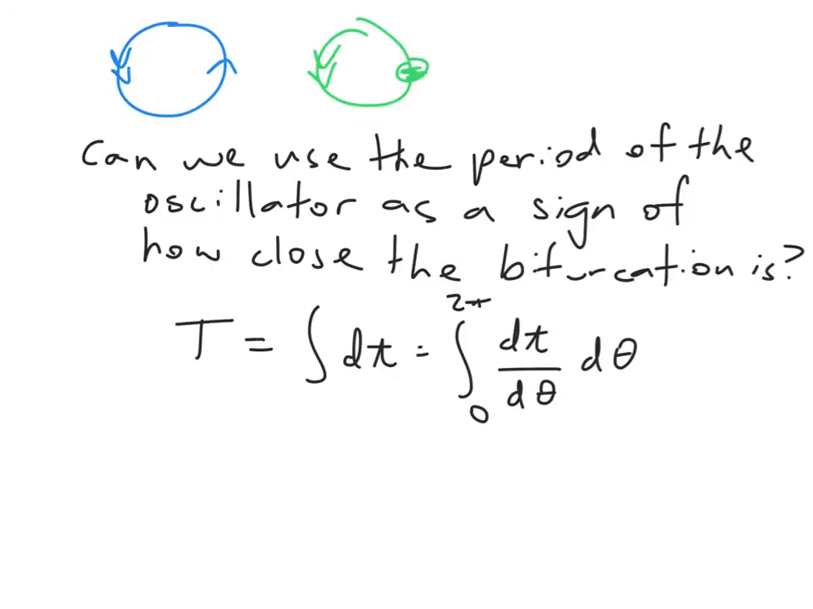So here's a question. Can we use the period of the oscillator, how long it takes to get all the way around, as a sign of how close we are to the bifurcation? Since once we hit the bifurcation, it's actually going to take an infinite amount of time to get all the way around. And so when we're really close to the bifurcation, it should take a really long time, and when we're further, it should take less time. And so how long does it take to get around?